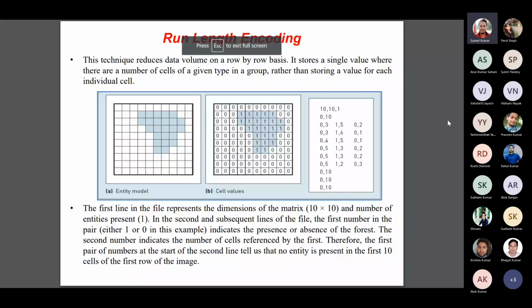रन लेंथ इनकोडिंग का एक बहुत बड़ा एडवांटेज ये होता है कि हम लोग रिवर्स कन्वर्जन बहुत इजीली कर सकते हैं। रिवर्स कन्वर्जन मींस अगर आपको फाइल स्ट्रक्चर दे दिया जाए, अगर आपको ये थर्ड वाला जो यहाँ पर फाइल स्ट्रक्चर बना हुआ है 10,10,1 ये पूरी फाइल स्ट्रक्चर दे दिया जाए और तब आपसे बोला जाए इसका रास्टर निकालिए, बनाइए, बना लेंगे?